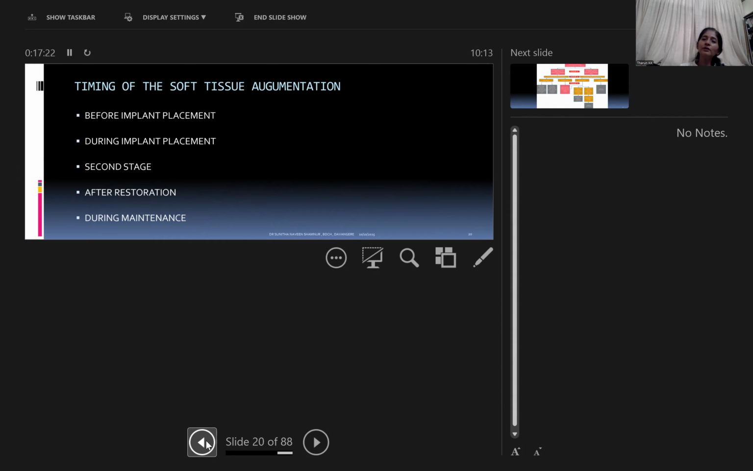And also, it is difficult to assess the volume of the soft tissue that you want to give at the time of the delivery of your implant crown. So it's best to be done at the time of your implant, or before the implant placement if we are doing it as a 2-stage soft tissue augmentation, later followed by the hard tissue augmentation. Or you can always do it at the time of your implant uncovering, but never ever after the restoration.